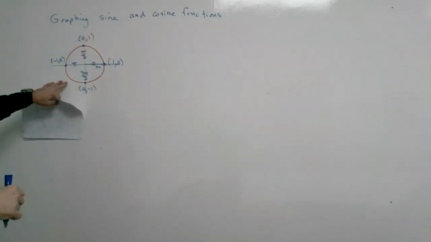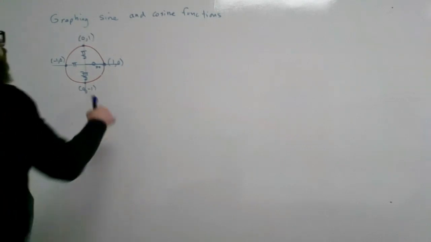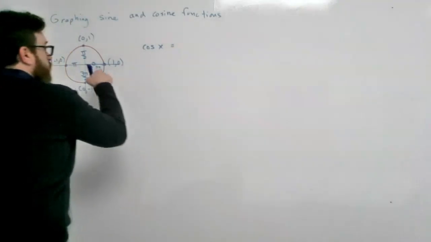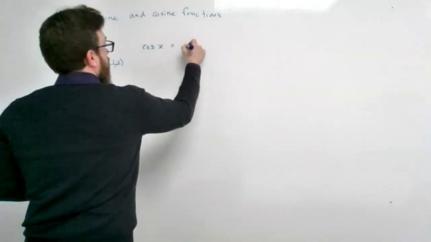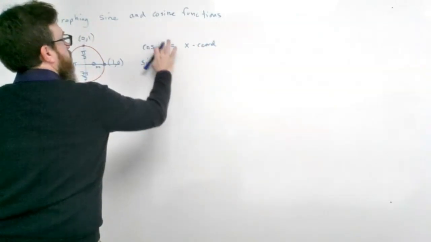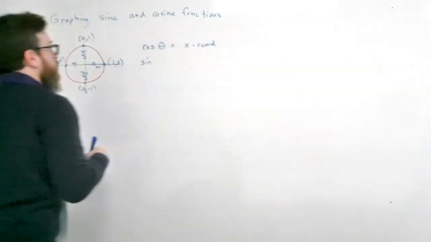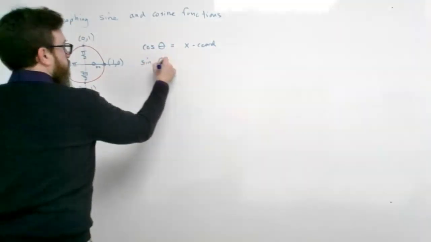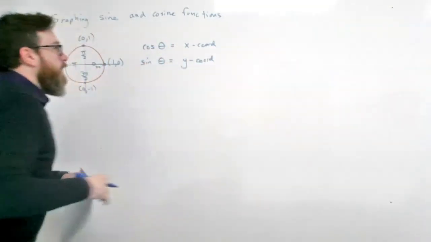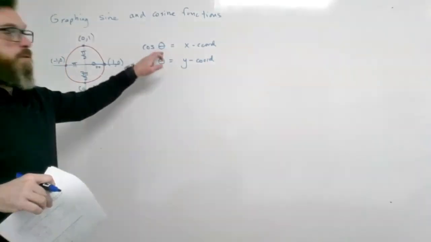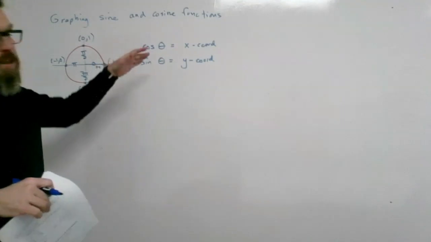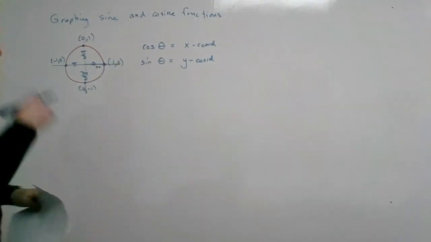Now what we know is that the cosine of the angle, the cosine of x, is equal to the x coordinate. And I know that the sine of, well, let's say theta instead of x, so it's not confusing, the sine of theta, being the angle, is going to be equal to the y coordinate. Now we're allowed to call these things any variable that we want. So when I start graphing these things, I'm just going to call this variable x. I'm going to say y is equal to the cosine of x, y is equal to the sine of x.